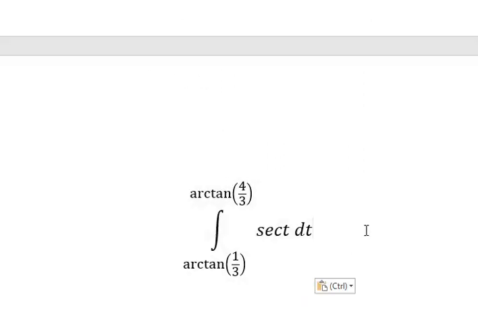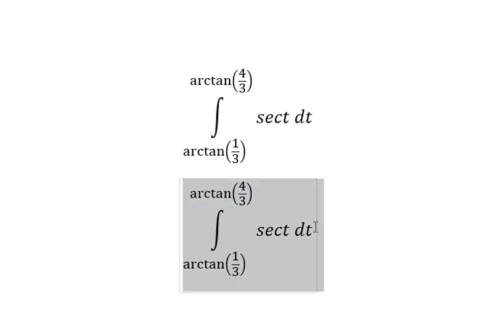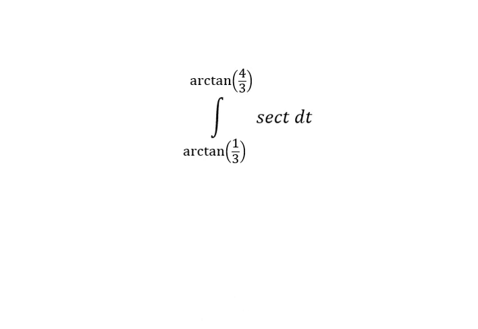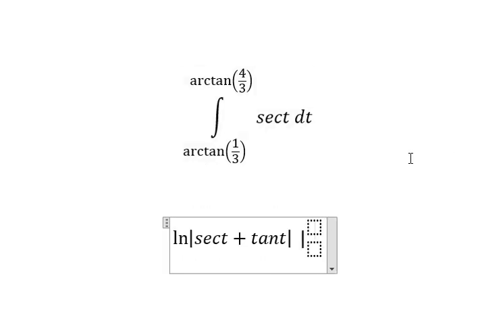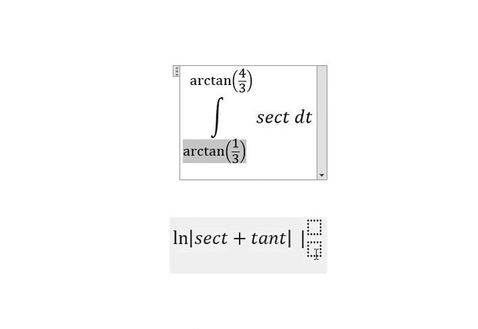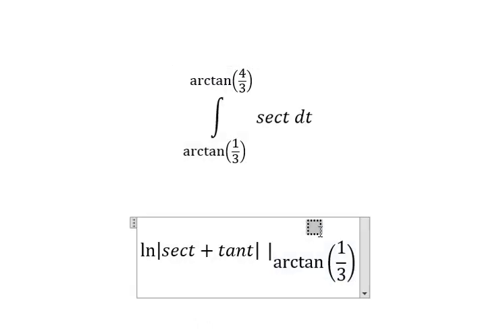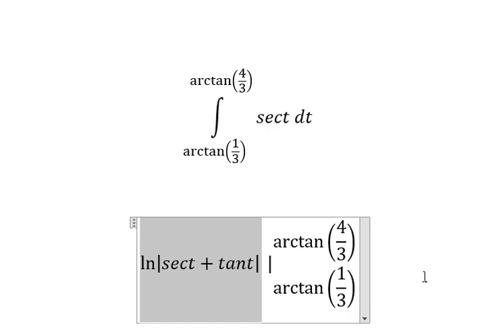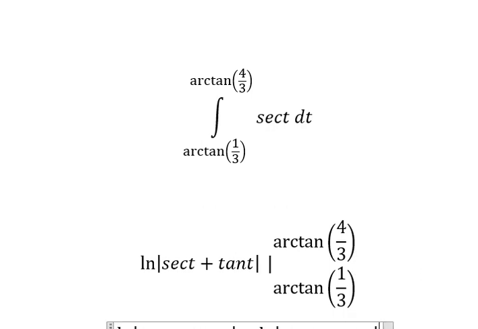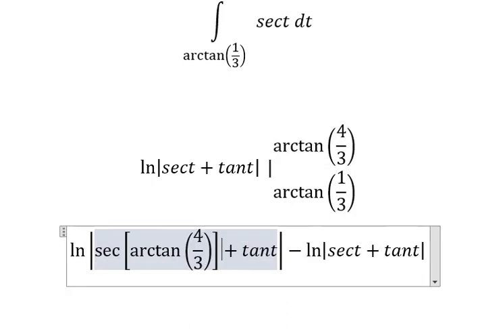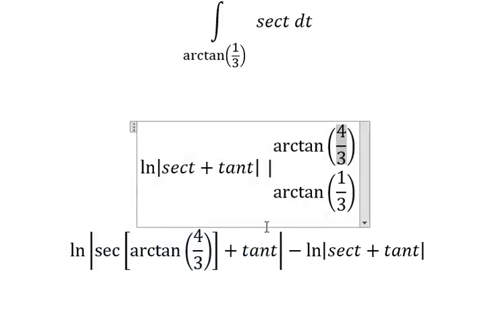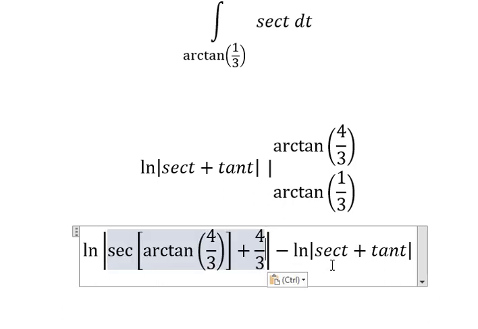The integration of this one is ln of the absolute value of secant t plus tan t, and we put the bounds from this one to this one. And now we have the final answer. We know that tan of arctan gives us 4 over 3. Similar for the second one.